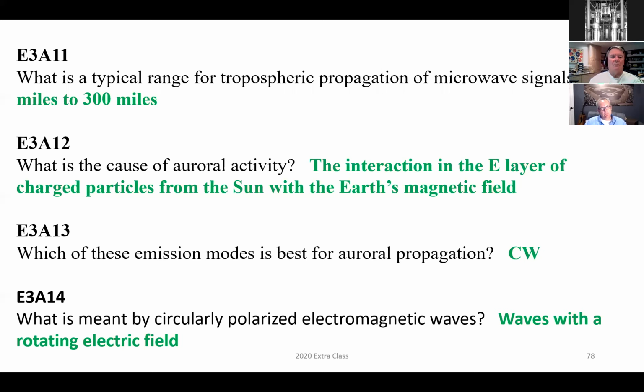E3A12, what is the cause of auroral activity? And that's going to be the interaction of the E layer of charged particles from the sun with the Earth's magnetic field. E3A13, which of these emission modes is best for auroral propagation? And that's going to be CW, good old Morse code.